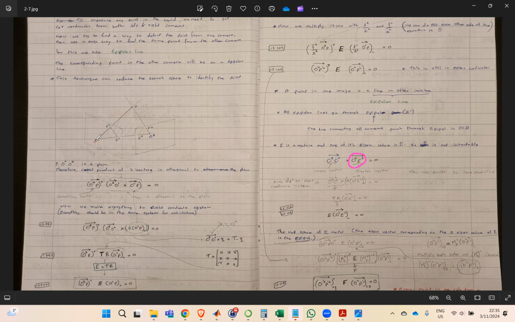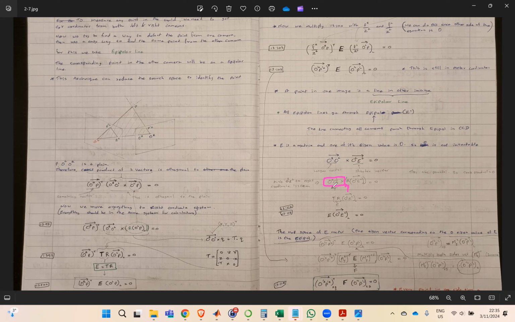This point OL is on the left side, so we need to move it to the right side camera system. So we multiply with the R matrix, and that is how we get this R. Then again, the same thing.